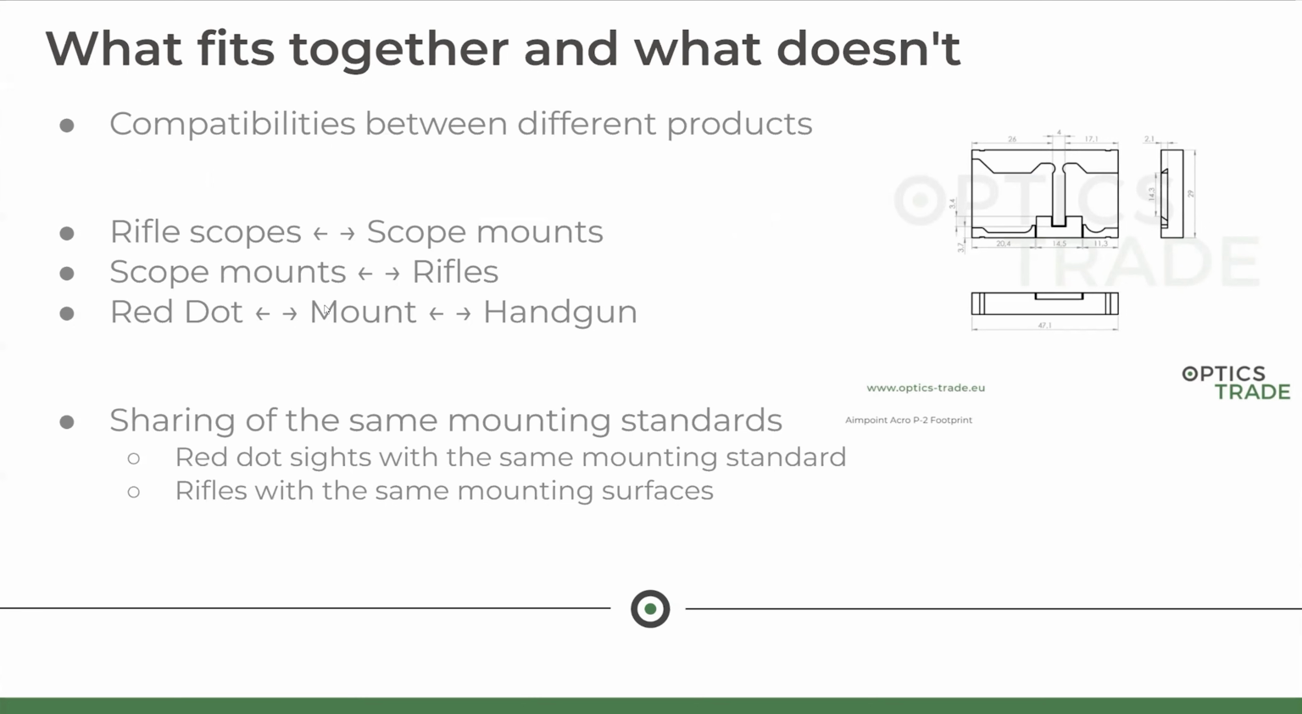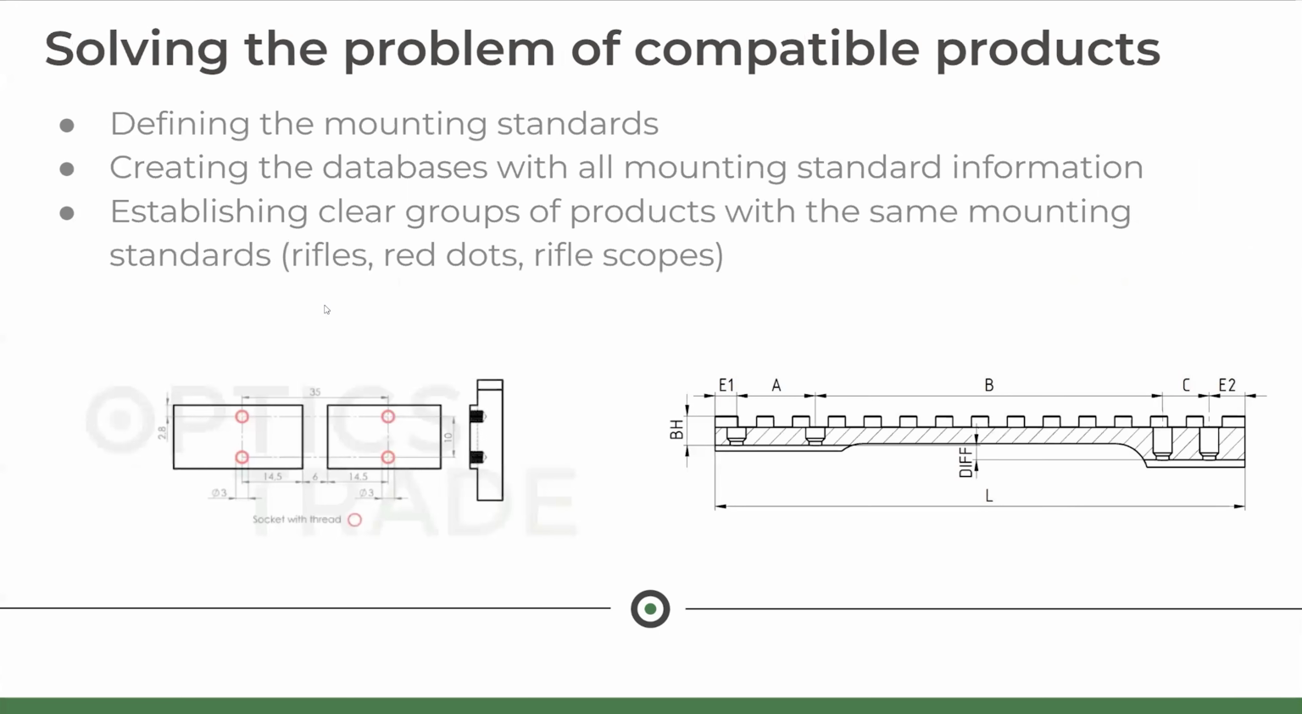First we defined all the compatibilities between different products. We call them mounting standards. And we defined the groups of products which share these same mounting standards. Let's say rifles with the same mounting surfaces, like Remington 700 and Sauer 101. They share the same mounting surface. Or for red dot sights, you have an Aimpoint Micro, which has a specific mounting standard, which is shared with many other similar red dot sights.